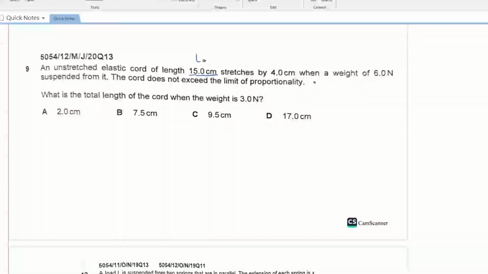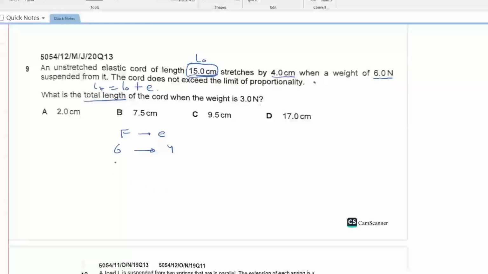Okay, so this is L naught. That is the unstretched length. It stretches by 4 centimeter when a weight of 6 Newton is added. Okay, so force ratio extension. 6 Newton force causes an extension of 4 centimeter. The cord does not exceed the limit of proportionality. What is the total length? LT. Do you remember that total length is a sum of unstretched length plus the extension?